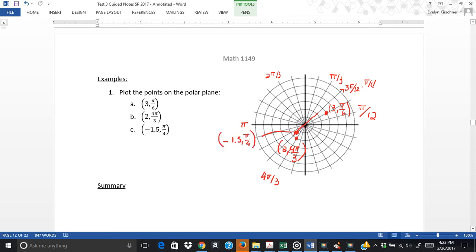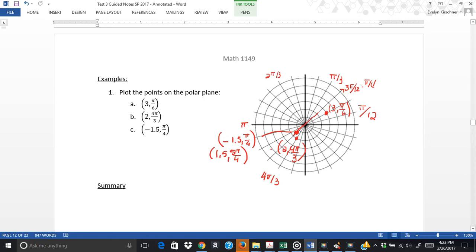So I could call this also positive 1.5, 5 pi over 4. And I could call this one negative 3, 7 pi over 6 if I wanted. So whatever direction of the angle, that's my positive radius. And if I have a negative radius, it's going with the direction of the angle, but opposite from the pole, so in this direction, and I will get a negative.